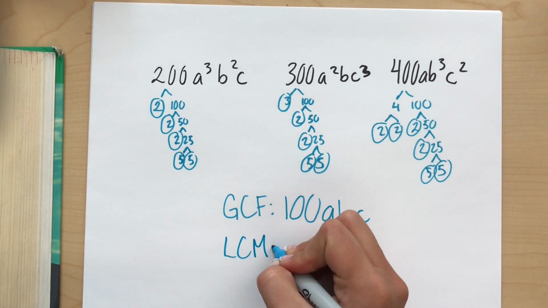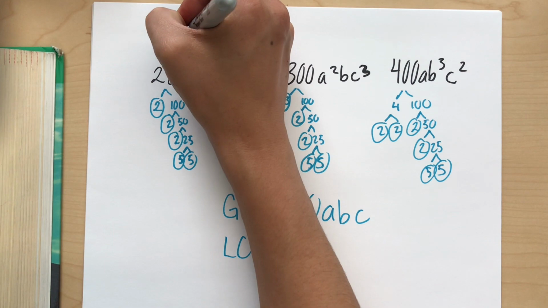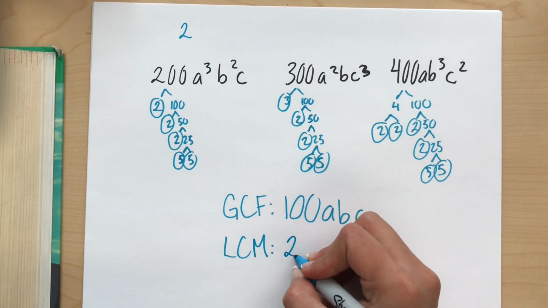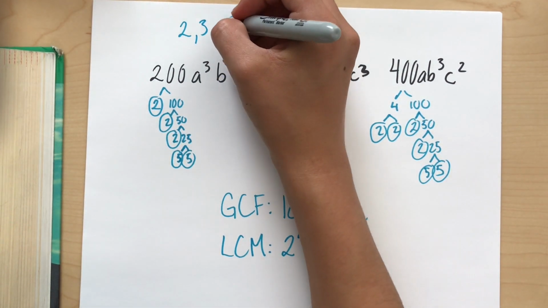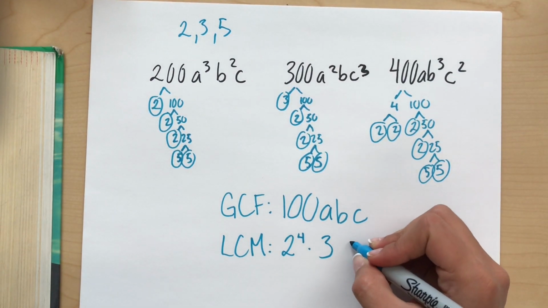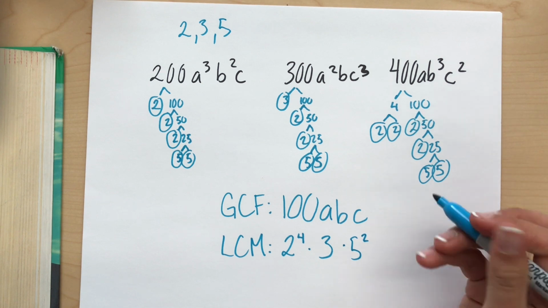Least common multiple. The first factor that I see that exists is 2. Who has the most 2s? Well, 400 has 4 2s, so I do 2 to the 4th. The next factor is 3. I see that the only one who has 3 is 300. Okay, the next factor is 5. They all have 2 5s, so 5 squared.